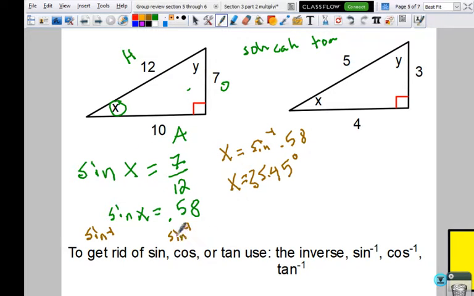So, I found x, and I got x is 35.45, right? Nope. I need to find y. But I don't need to do a sine inverse or cosine inverse or anything like that in order to find it. So I don't need to go through and do any fancy sine, cosine, or tangent to find it. I just need to look at triangles.